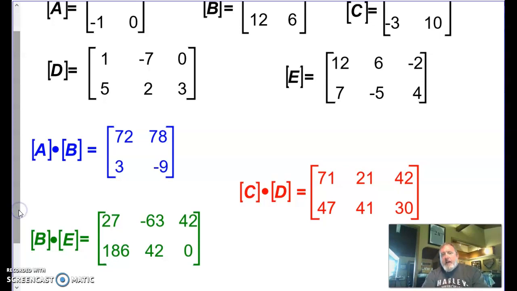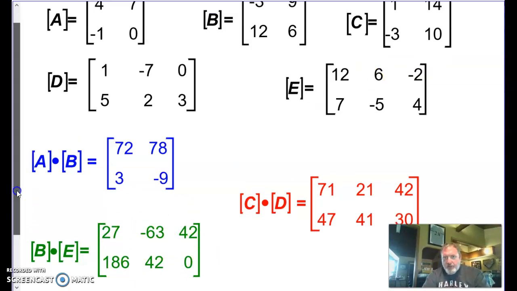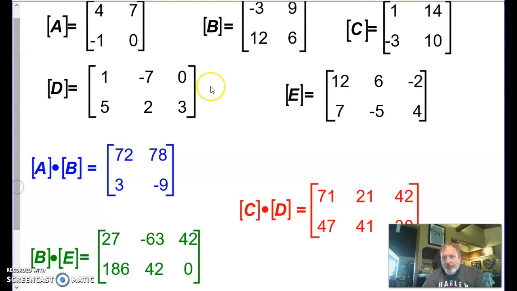And then B times E, we're going to do the same thing. So again, I got 2 by 2 by 2 by 3. I'm not going to go through all the steps here, but you can see the final answer. So as long as you have B and E there, again, row times column to get the top 3 numbers here, and then second row times the columns to get the bottom 3.